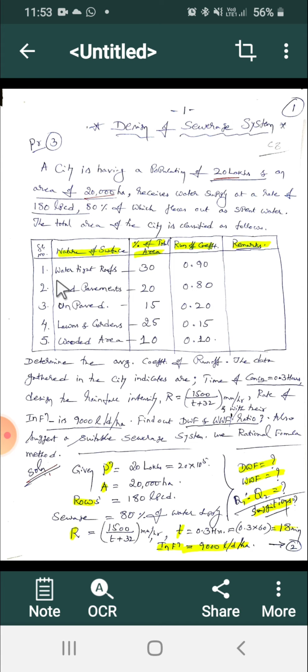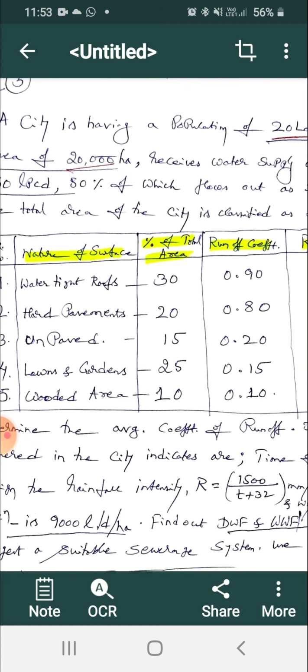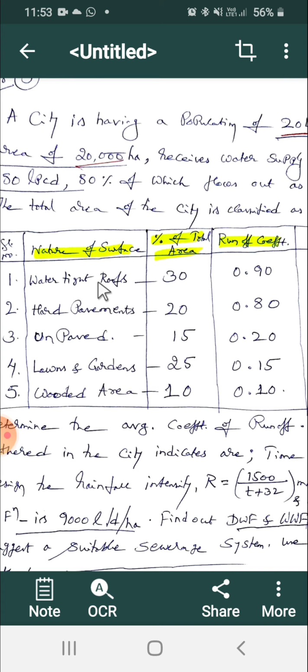So now in this case, nature of the surfaces, totally 5 surfaces are given. Percentage of total area: 30 means what? 30% of 20,000 hectares. This watertight roof is waterproof. This is watertight roofs, number 1. How much area will it be? In any part of the world, there are so many watertight roofs.